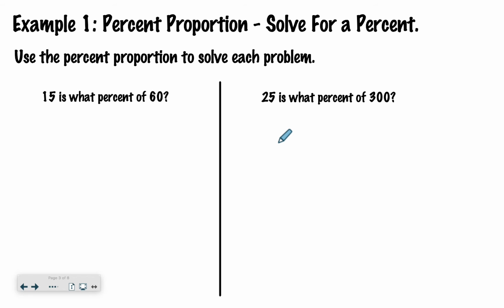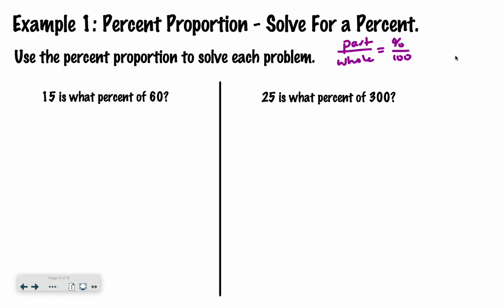Example 1, percent proportion. Let's practice solving for that percent, okay? So let me write it right up here. It was part over whole equals the percent over 100. So if I want to know 15 is what percent of 60, the part is usually going to be the smaller portion. So in this case, 15 is what percent of 60.